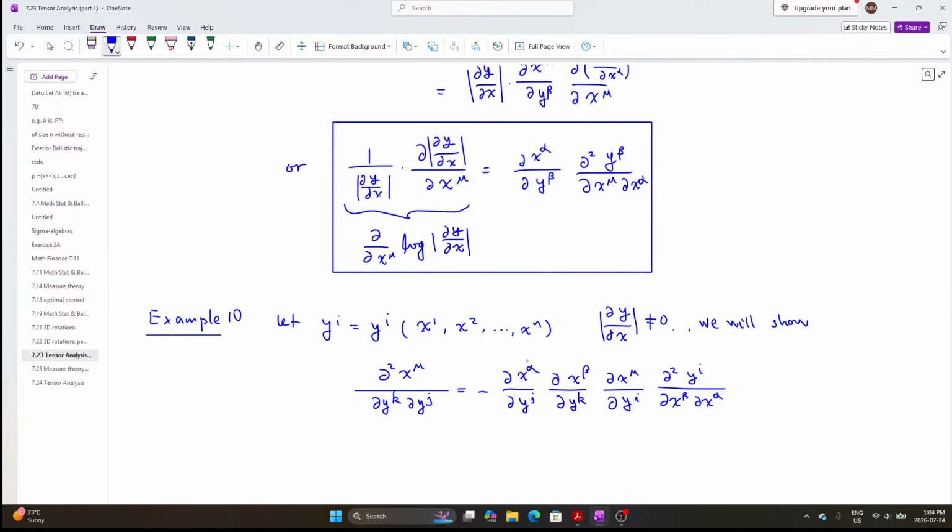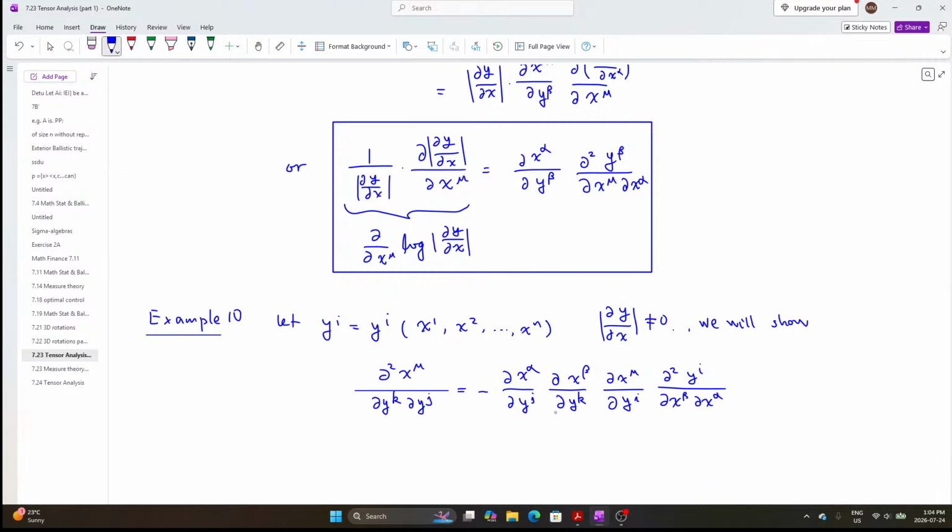On the left-hand side, of course, that's the Hessian matrix of x as a function of y. On the right, the first factor looks like just the Jacobian of x relative to y. And then you get the Jacobian again, although different elements this time, different elements completely. And then you get also the Jacobian element, and finally you get the Hessian element of y with respect to x. So this is highly complicated.